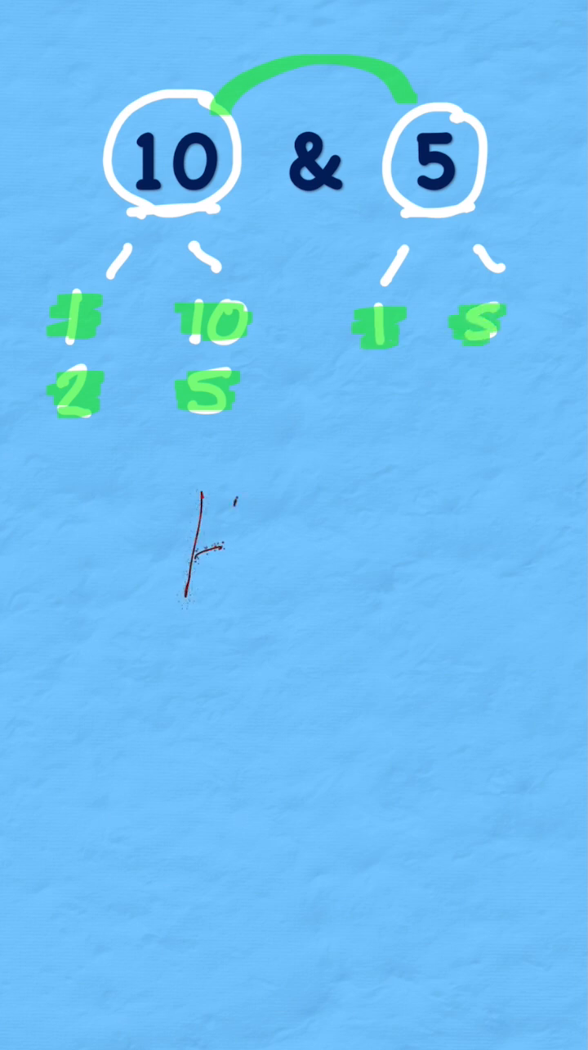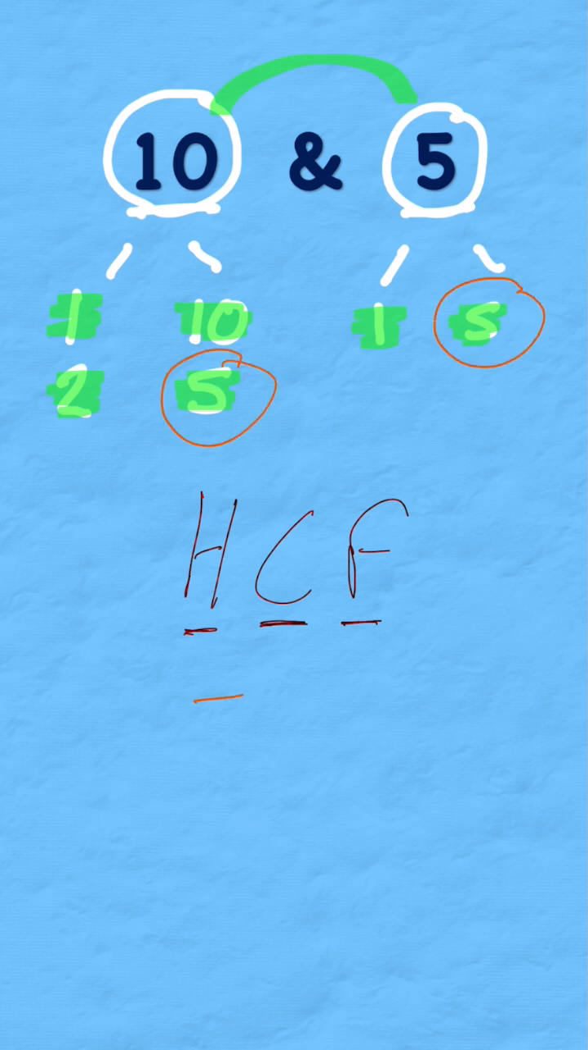But I'm looking for the highest common factor. That means the highest number that's common, which means in both groups, that's a factor of both of these numbers. So I'm looking for the biggest number in this set, and I can see that would be 5. So my answer to the highest common factor of 10 and 5 equals 5. Simple.